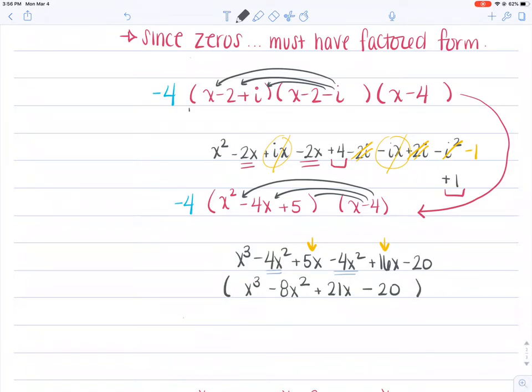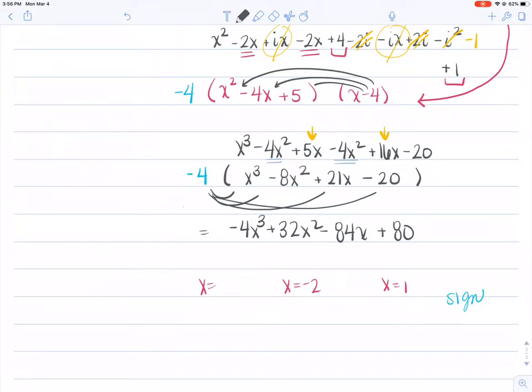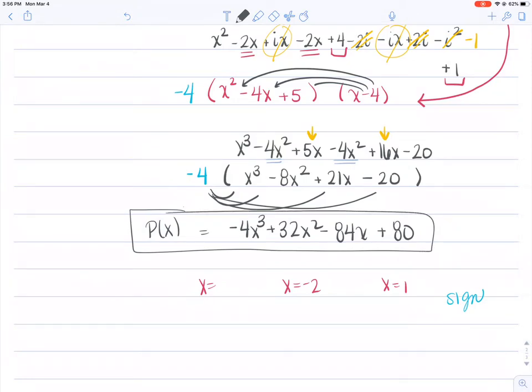Now that I have that thing all multiplied out, I still have that negative 4 out front. So I'm going to take that negative 4 and distribute to everything inside, and I'm going to get negative 4x to the third plus 32x squared minus 84x, and then the last one plus 80. And that will be my polynomial, and that satisfies the above conditions.